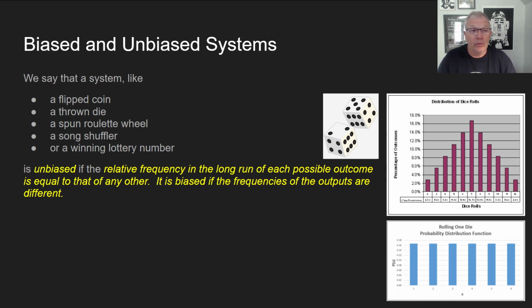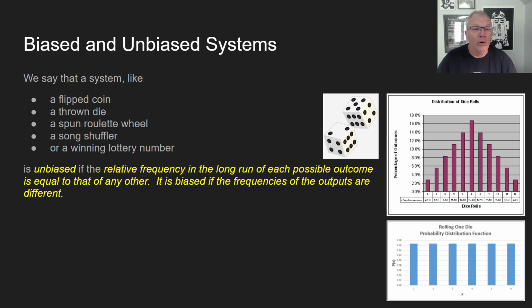If I roll two dice like you do when you play craps, and I roll them together and we take the sum of the faces, then the outputs are actually biased. That is, the relative frequency in the long run of the outputs are not the same probability. A 7 is the most probable outcome when you roll two dice together, because there are the most ways to get a 7.